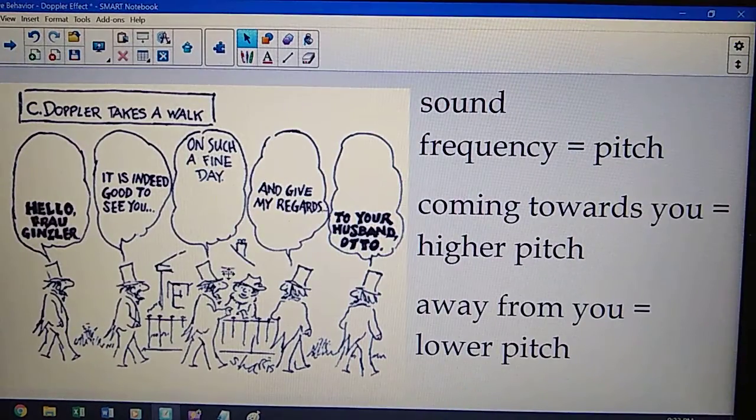Notice that when the truck comes towards you, it's a higher pitch, and then immediately when it leaves and goes away from you, it drops in pitch to a lower pitch. So when it is coming towards you, you experience a higher pitch. When it's away from you, it's a lower pitch. The siren itself is in motion, bunching up the waves on one end versus the other.